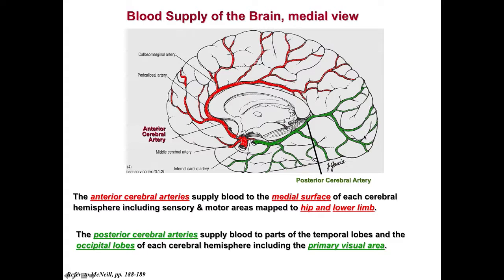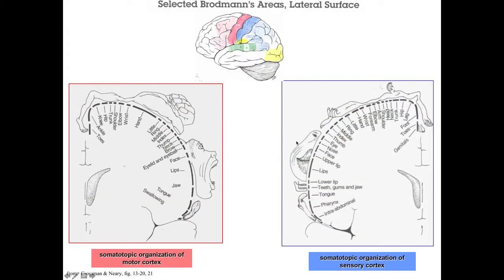And the posterior cerebral artery we can see in green here. It's listed here basically as the medial surface of each cerebral hemisphere, including the sensory motor areas mapped to the hip and the limb, which is back in this region here. The posterior cerebral arteries are important for feeding into the occipital lobes, important for vision. So again, we can see Brodmann's areas being represented. And in this case, the anterior cerebral artery would affect these regions here or these regions here. So, okay, that's the anterior cerebral artery.